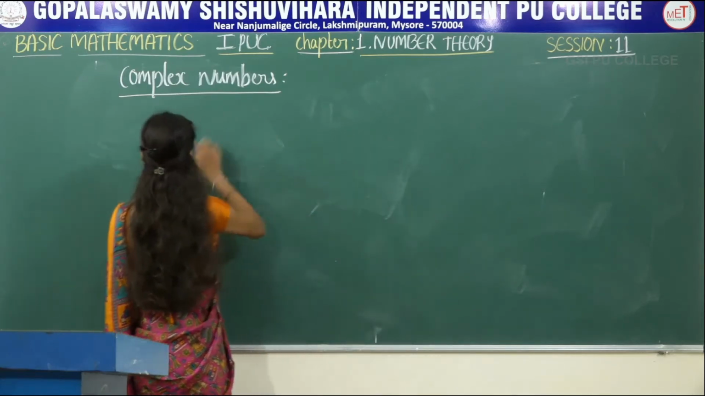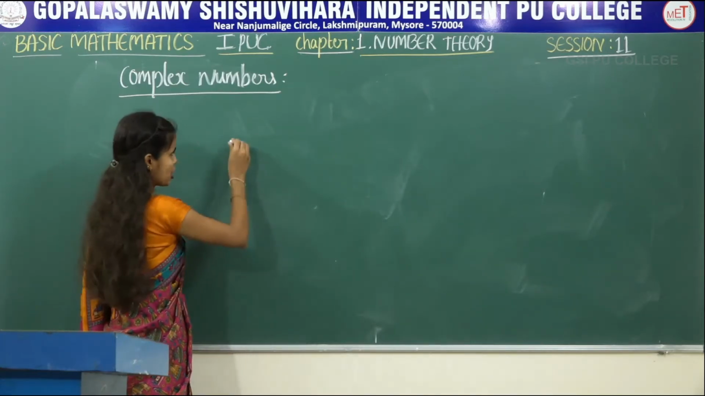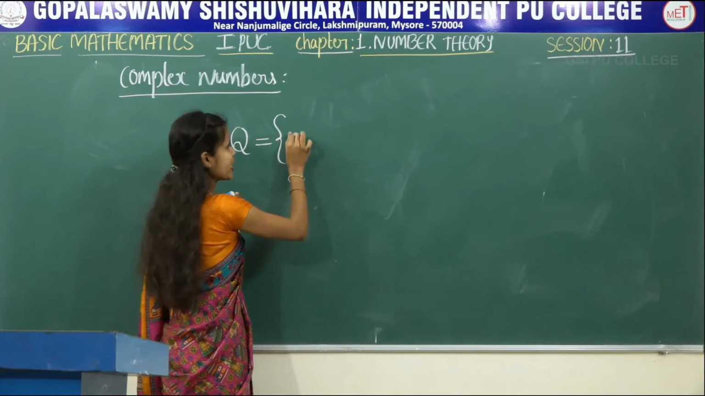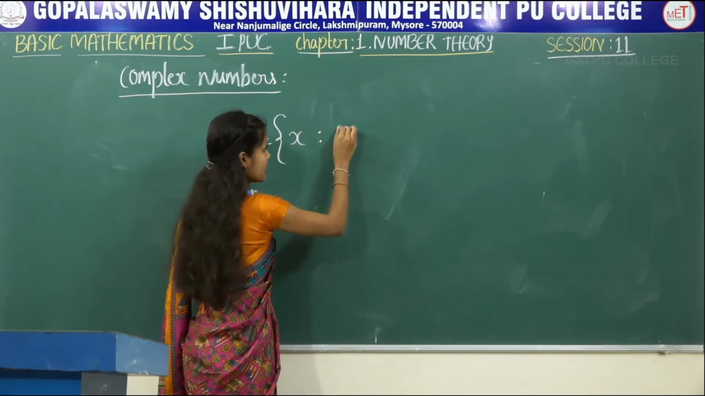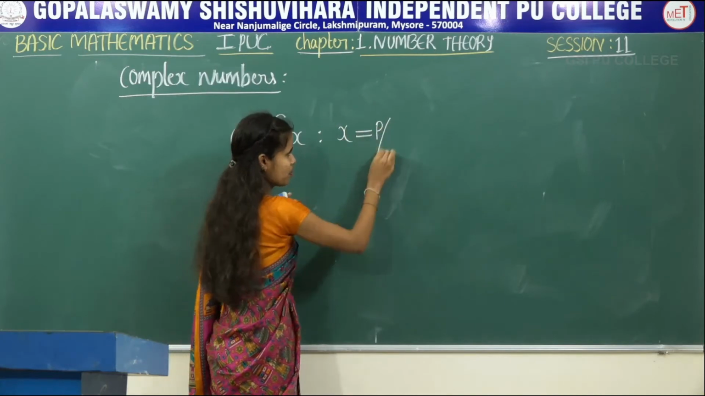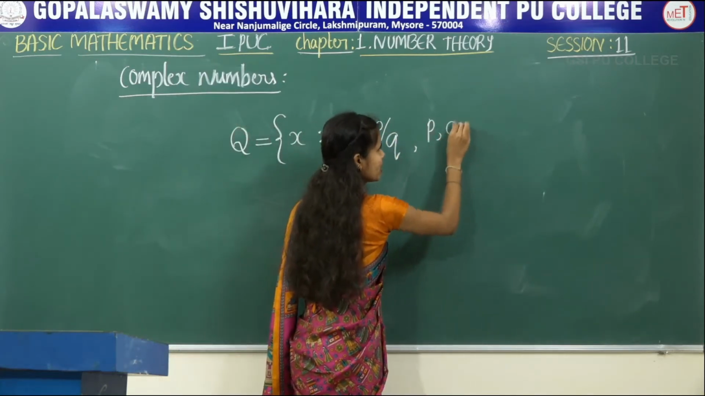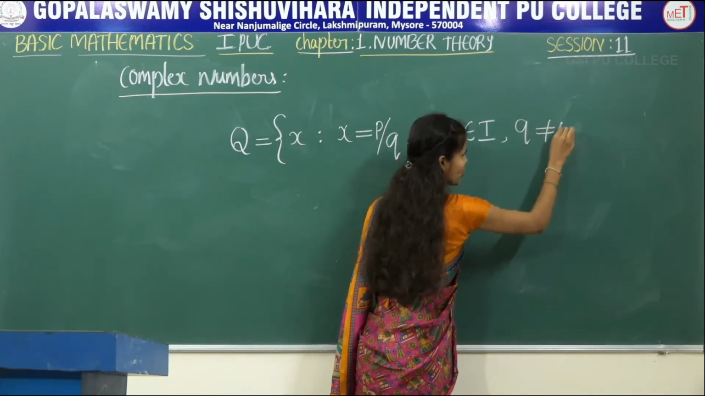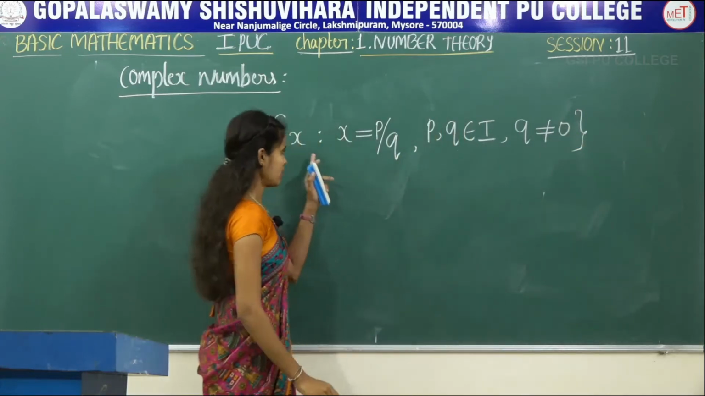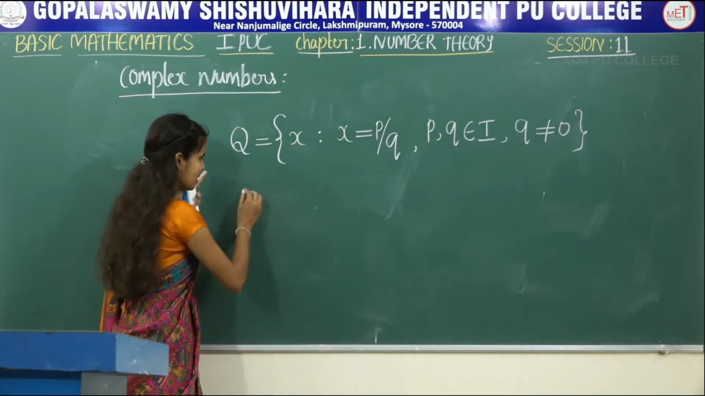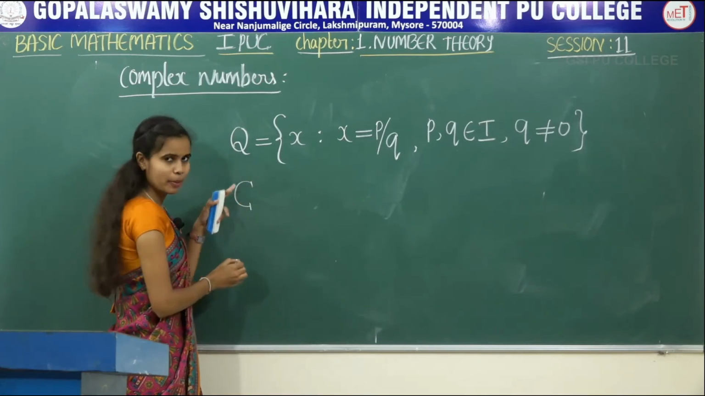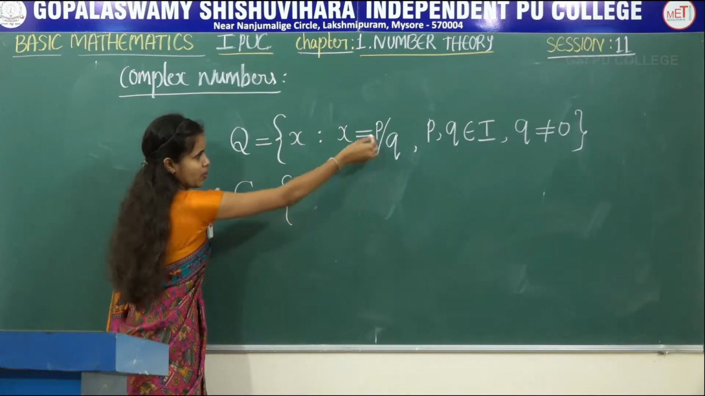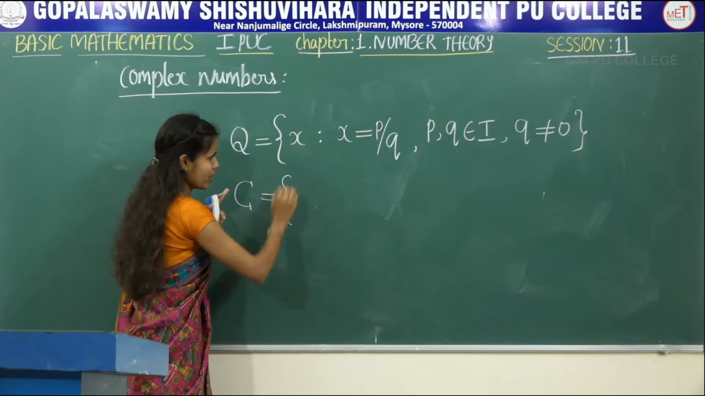For example, rational numbers are denoted by Q. A rational number is generally denoted by x, and it must be in the form p/q, where p and q are integers, with the condition that the denominator must not be equal to 0.